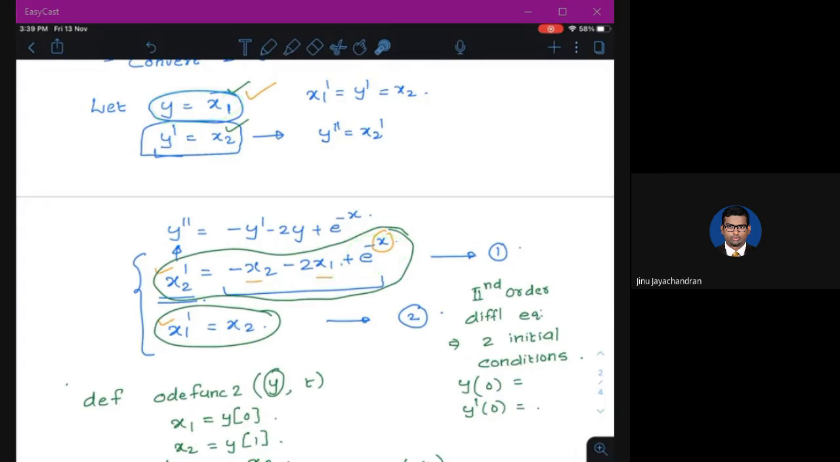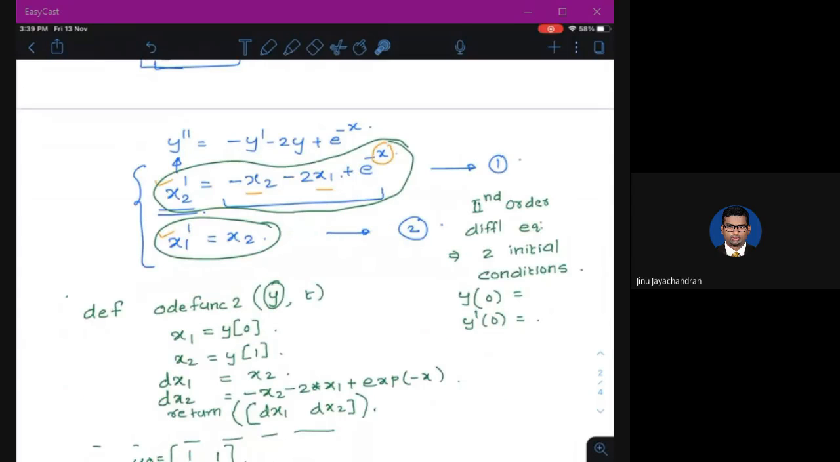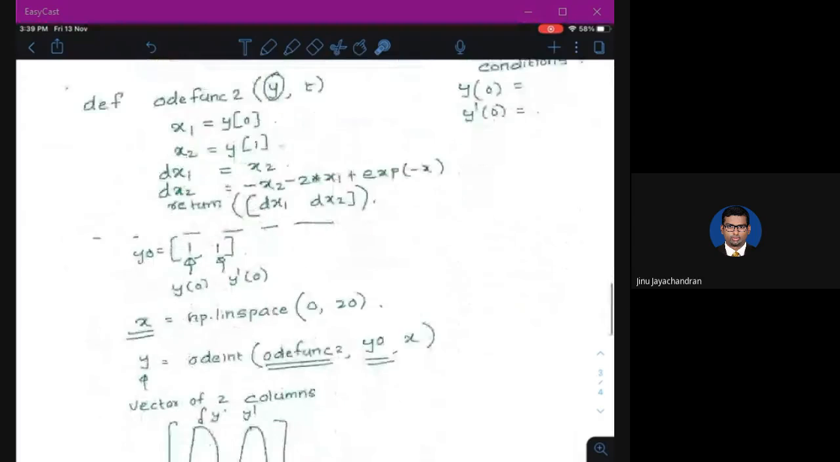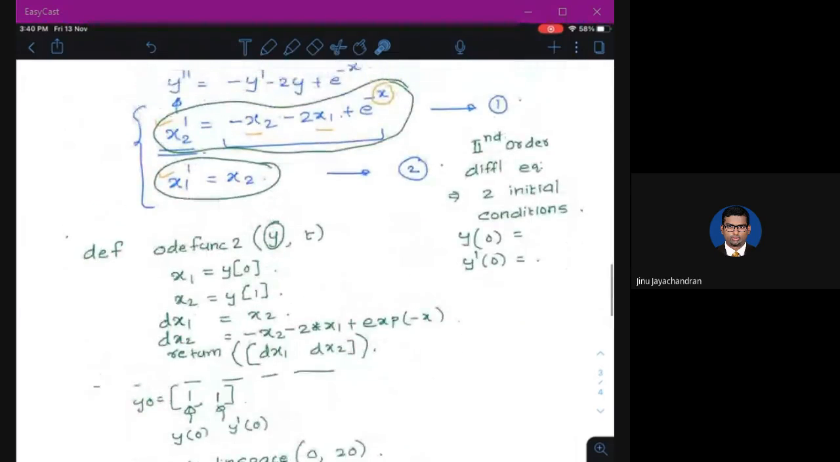Similarly, I can write x1 dash is equal to x2. So if I solve for x1 dash and substitute it here, I'll get x2 dash. And if I solve for x2 dash, I'll get the corresponding value of x2. Fine. Now in our code, since there are two differentiations, we'll have two initial conditions, one at y equal to 0 and one at y dash equal to 0.